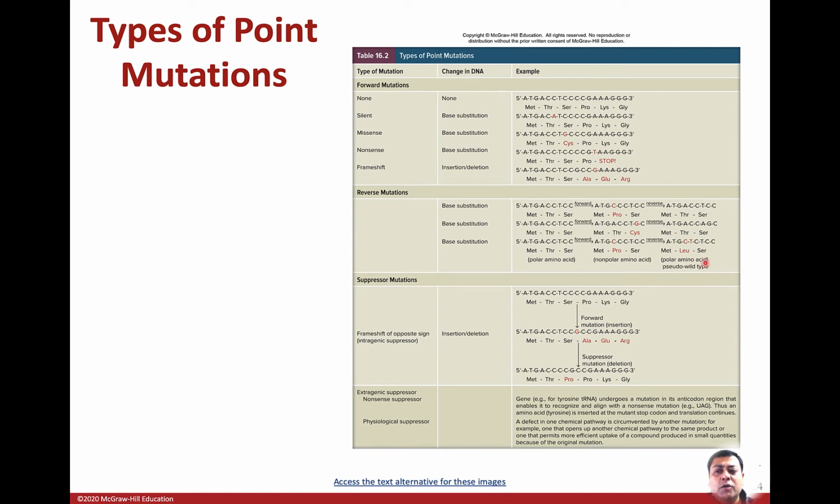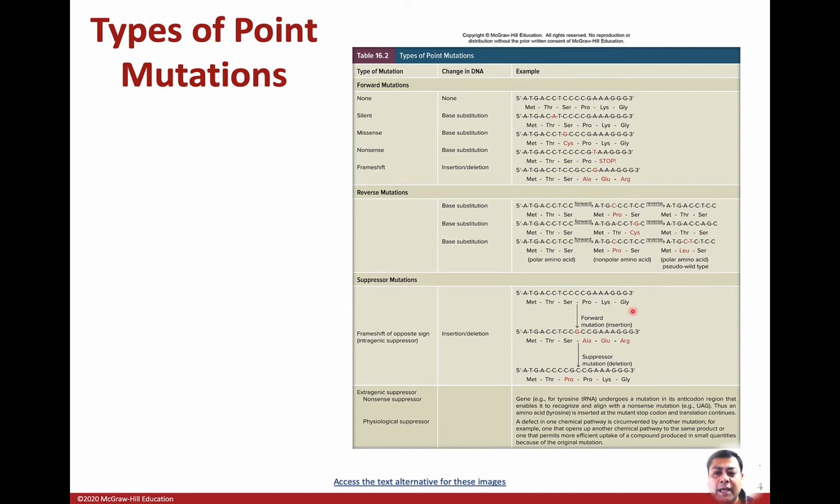So this is what we call a pseudo wild type, where a similar type of amino acid has been replaced. It is not the exact same amino acid in the reversion, but a similar type of amino acid. And this is also by base substitution. On the other hand, we are looking at a suppressor mutation, and this is a frameshift of opposite sign, which is the intragenic suppressor by insertion or deletion.